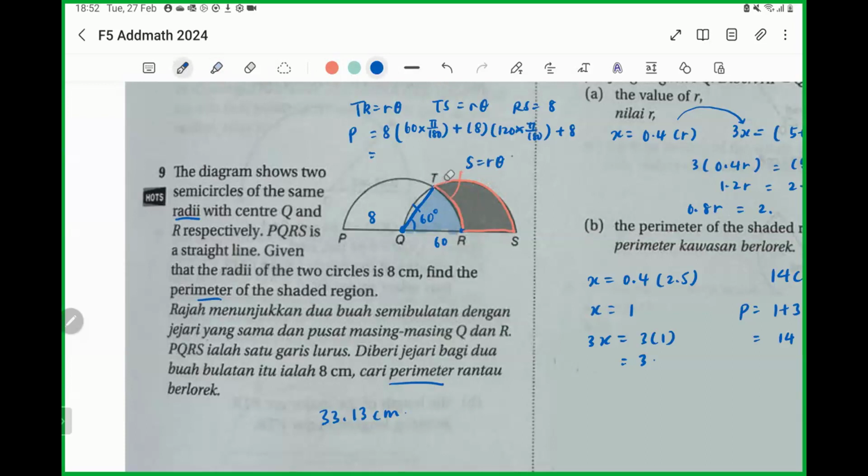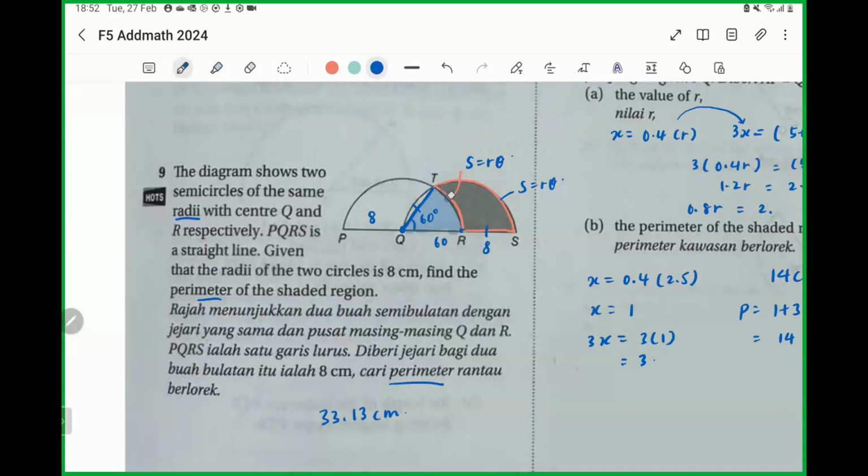Then TS also is a curve, an arc. So this one also uses S equals to r theta, the formula. So you will have 2 S equals to r theta, plus the RS, which is 8 here. Then you will get the perimeter.